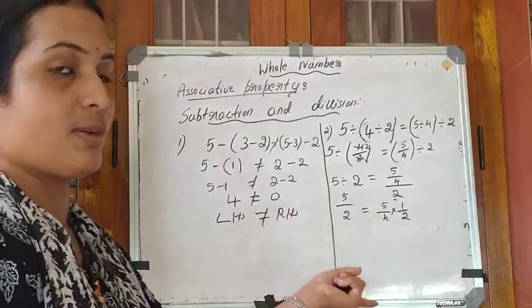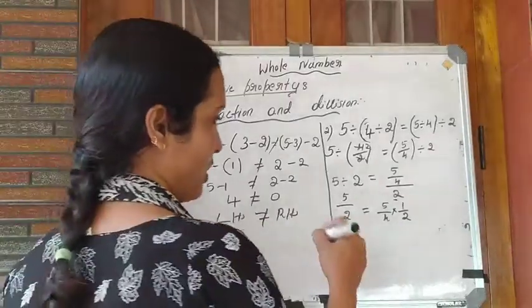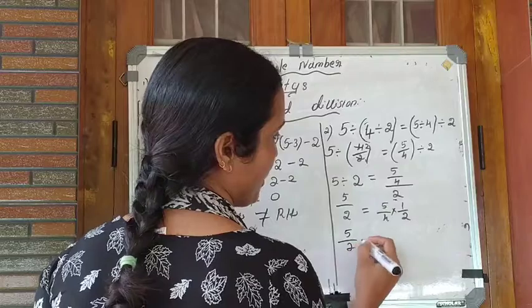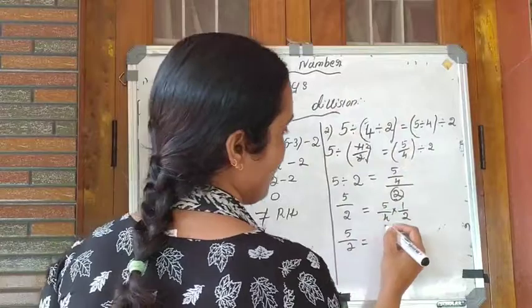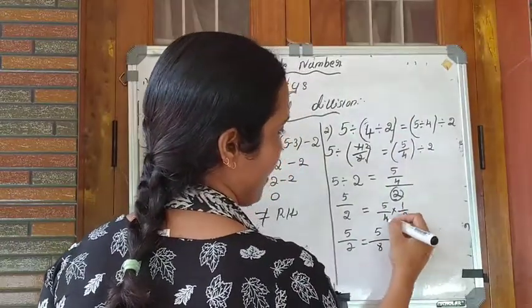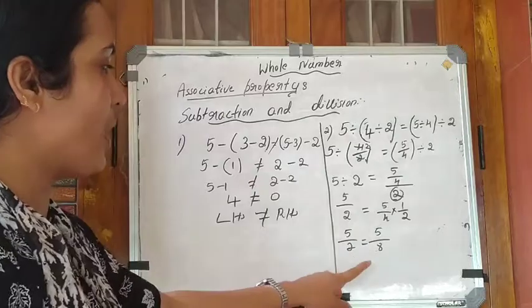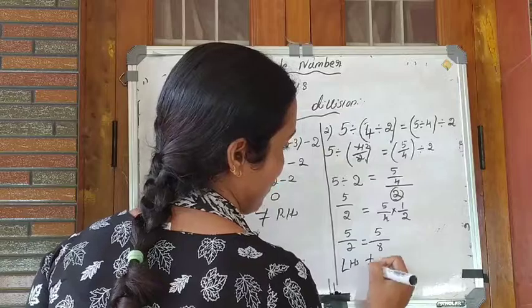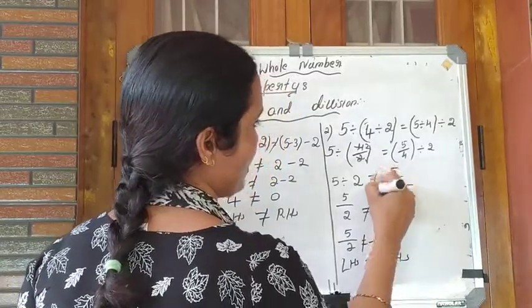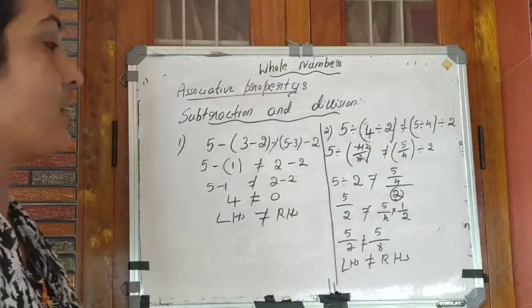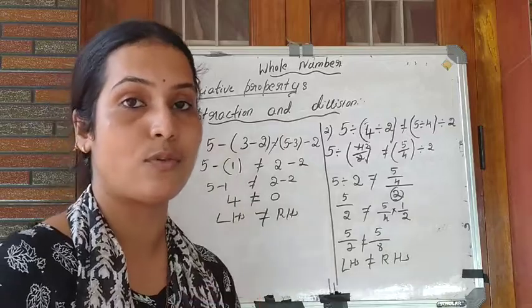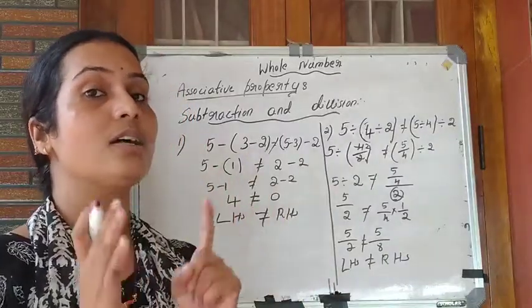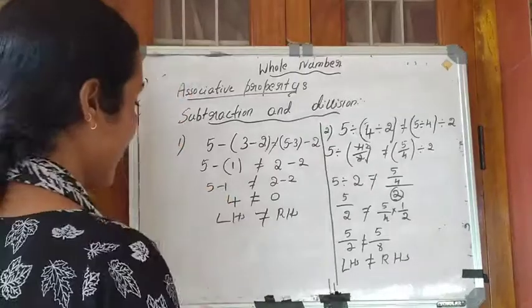Actually you don't have this concept. Next year you have this concept in the 7th standard. So 5 by 2, we have taken the reciprocal of 2 as 1 by 2. So 5 by 8, 5 into 1 is 5, 4 twos are 8. One is 5 by 2, another one is 5 by 8. Both are not equal. So LHS is not equal to RHS. So the conclusion is the associative property does not satisfy for subtraction and division of the whole number.